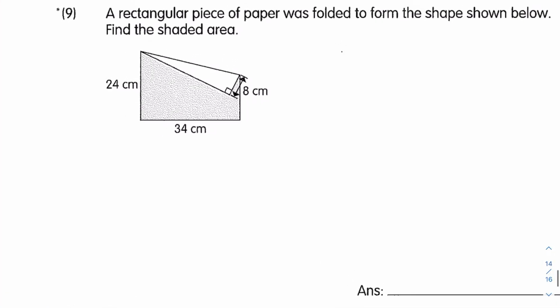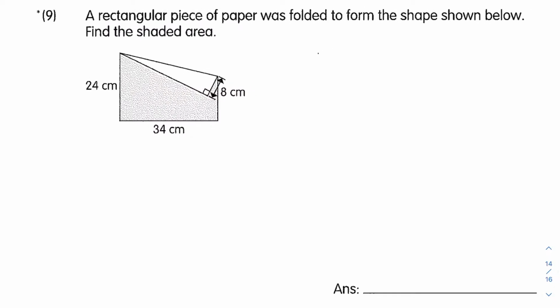A rectangular piece of paper was folded to form the shape shown below. What is the shaded area? So you have to realize that as a rectangle, I'm going to complete the rectangle here. So it will look like this. Okay, and the shaded part here is actually equal to the shaded part here. And so if you realize that this length is 34 cm, this part here would be 34 cm as well.